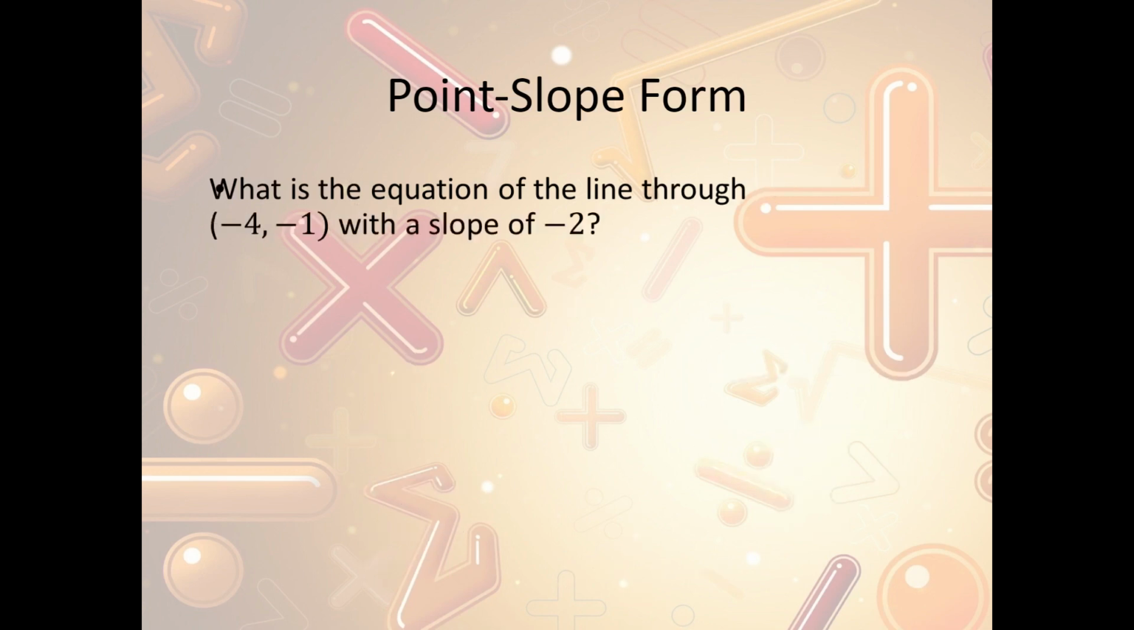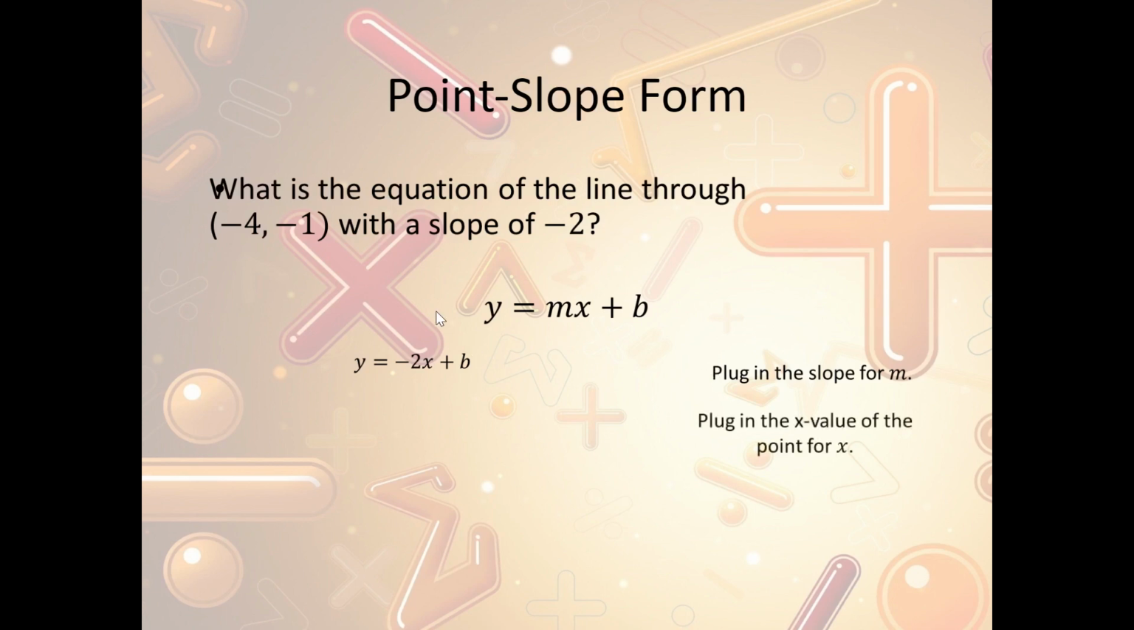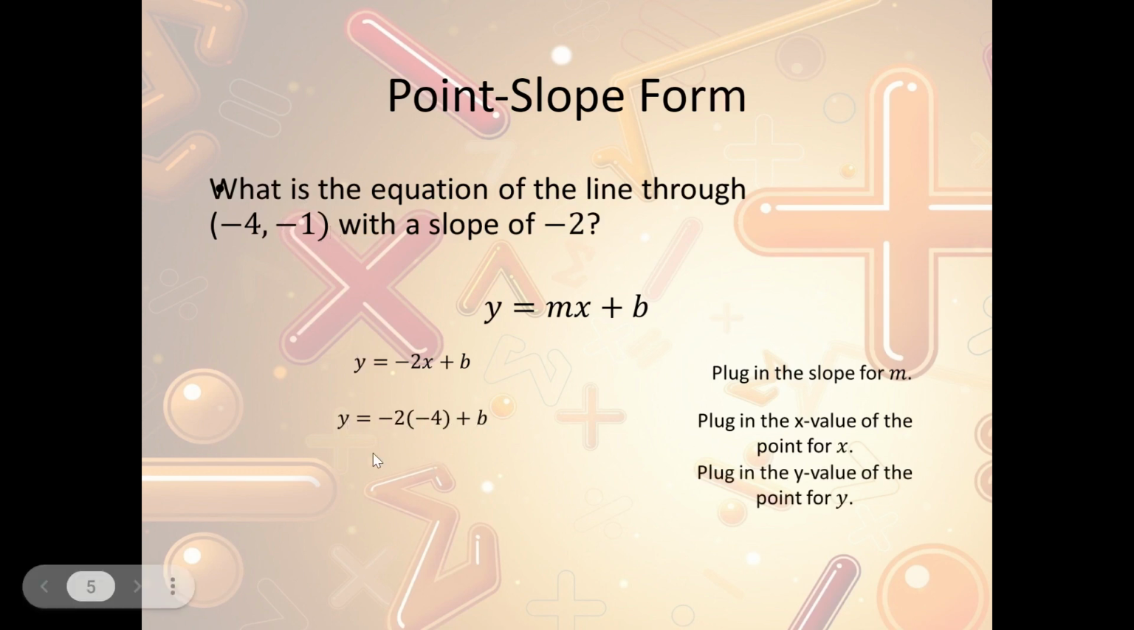Now let's look at another example. We have (-4, -1) as our point, and the slope is -2. So we're going to start with y equals mx plus b, and then plug in what we know. We know the slope is -2, so that goes in for m. So this becomes y equals -2x plus b. Then we plug in our x value, which is -4, so that goes in for x. So this becomes y equals -2 times -4 plus b. Then we plug in our y value, which is -1, and that goes in for y. So this is -1 equals -2 times -4 plus b.